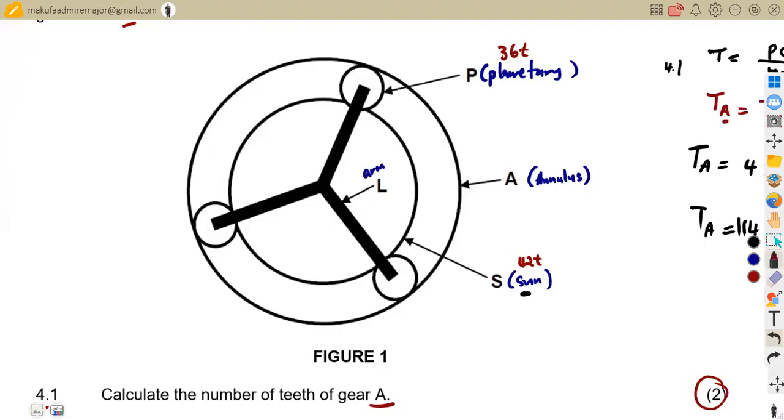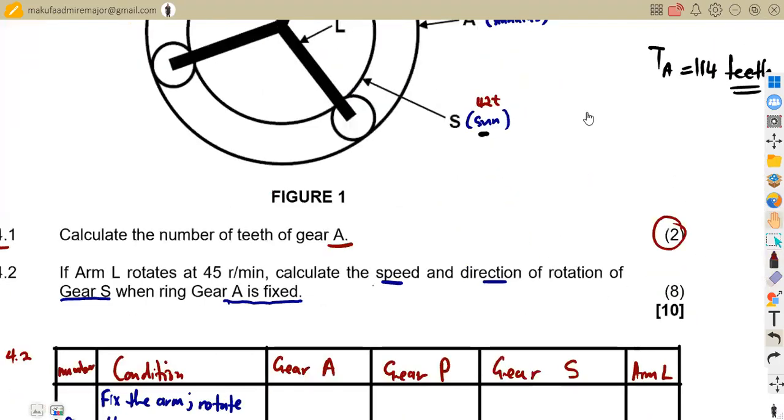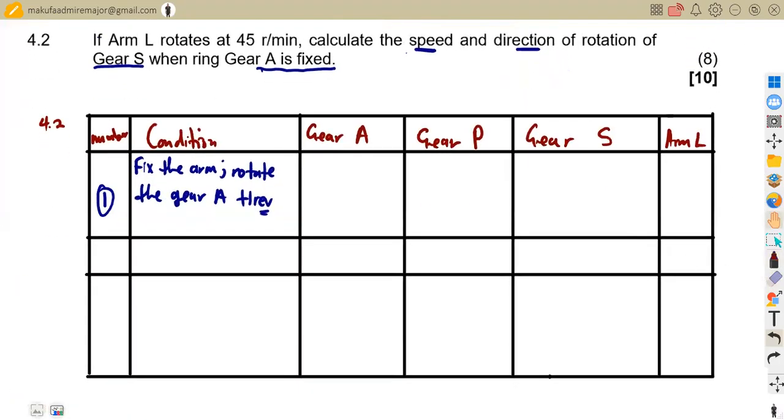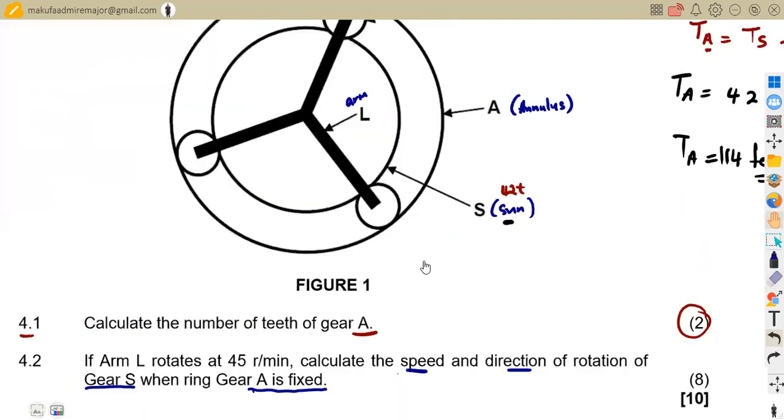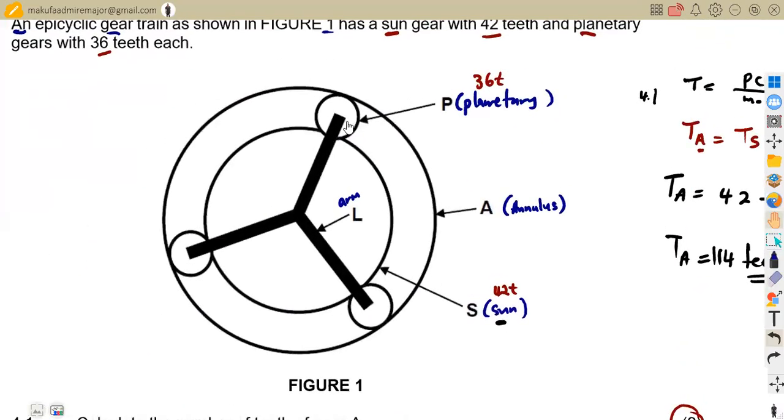So let's consider now our calculations. If we are to rotate 1 revolution in this case, it means gear A is going to have a +1. There's nothing that's going to affect it because it is the one that is rotating 1 revolution, so it's going to be a +1. What about gear P, which is the planetary? Let us consider what is going to happen with the P as it is affected from the annulus. All right, so this is our P in this case.